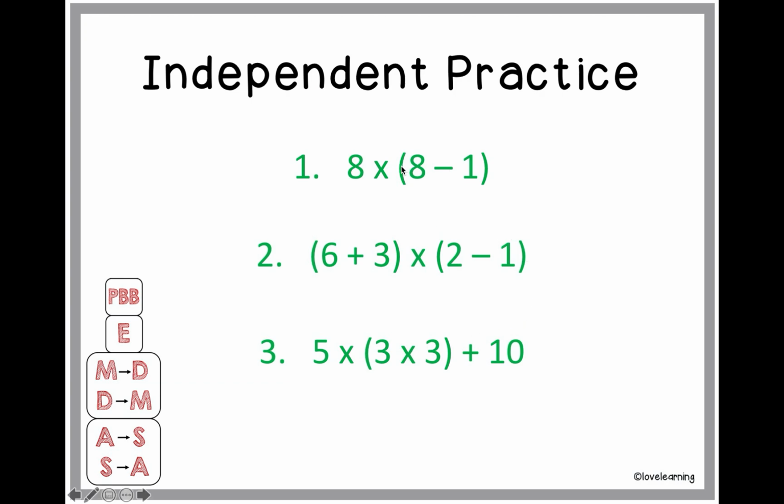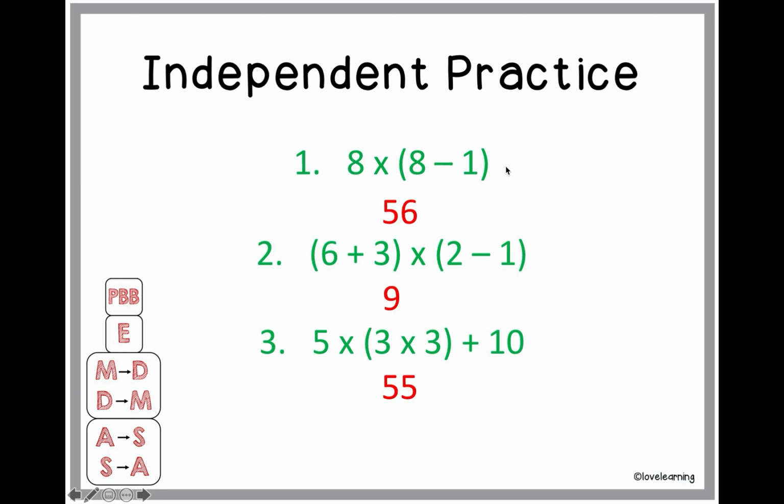All right, number 1, I'm going to do the parentheses first. What is 8 minus 1? 8 minus 1 is 7, and then 8 times 7 is 56. This next one right here, I had to do the parentheses first. 6 plus 3 is 9 times 2 minus 1, which is 1. 9 times 1 is 9. 3 times 3 is 9. Times 5 is 45. Then plus 10 is 55. Did you get them right?